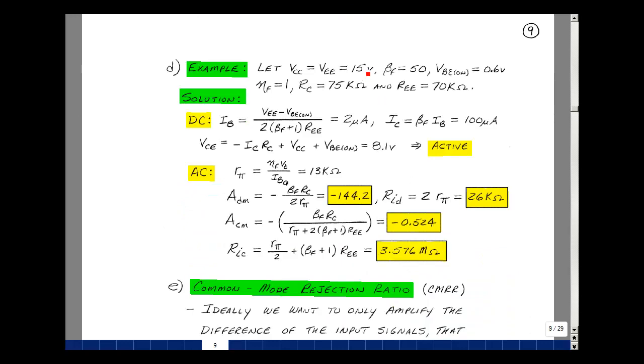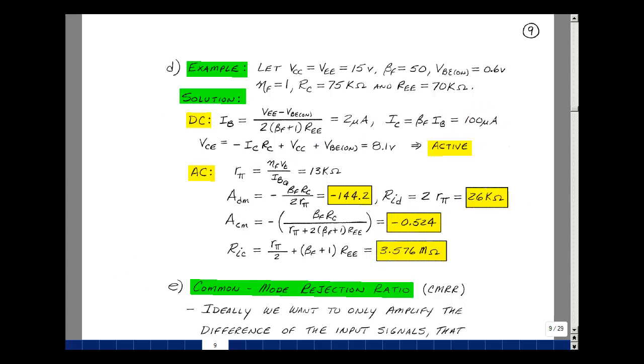Suppose we used 15-volt power supplies, and that beta F is 50, and V BE on is equal to 0.6. A to F is 1, R sub C is 75K, and REE is 70K. Our equation for I sub B was VEE minus V BE on over twice the quantity beta F plus 1 times REE. Putting in 15 volts here, 0.6, 50 here, and 70K, I get 2 microamps. Multiplying that by 50, I get 100 microamps.